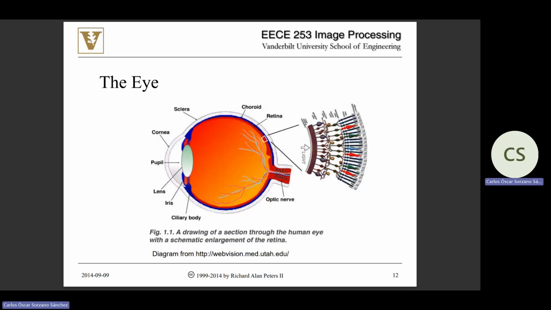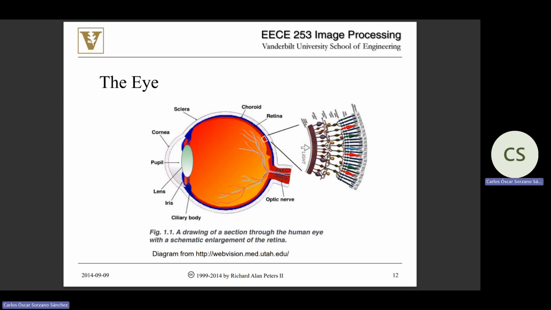Okay, then how do we see? We have the eye, and at the back of the eye there is a region called the retina. That is where the cells that are sensitive to light reside. And you see that those cells are not in the first layer of the retina, but there is some transduction from where the light is coming from here, and these cells are a little bit behind. So these ones are transparent, and the light can reach these ones.